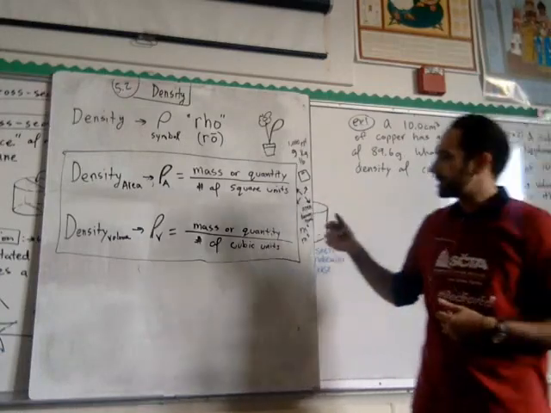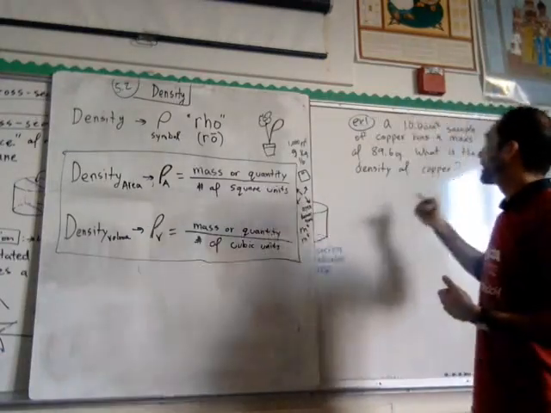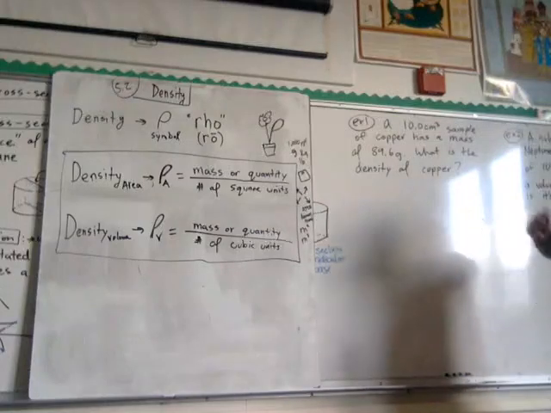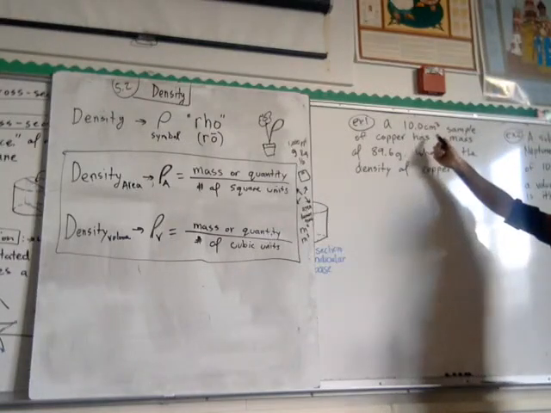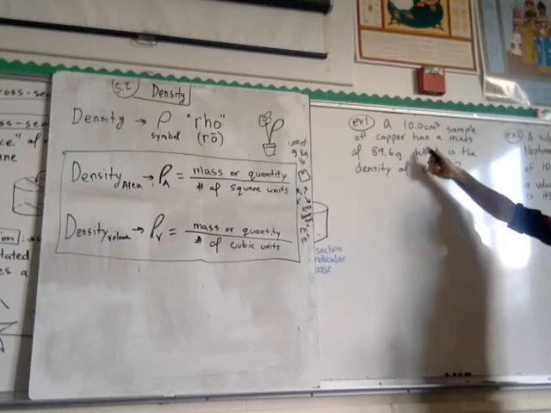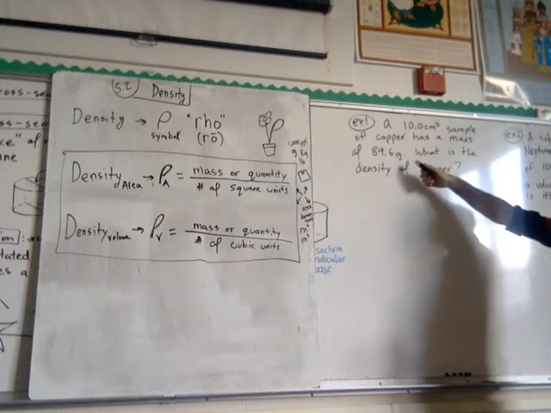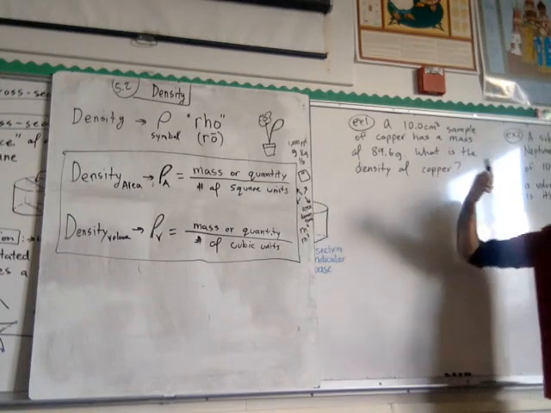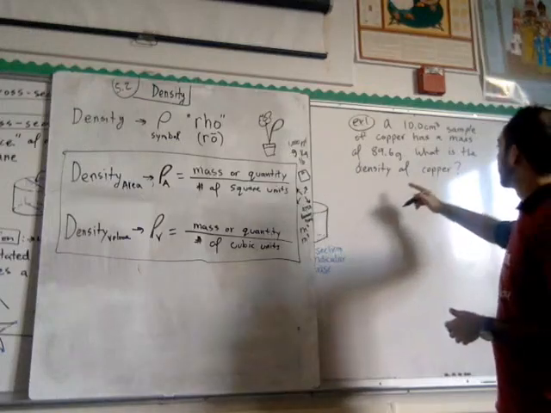So let's take a look at this. Example 1. A 10 centimeter cube sample of copper has a mass of 89.6. What is the density of the copper? So let's put in our density formula. It looks like right here.